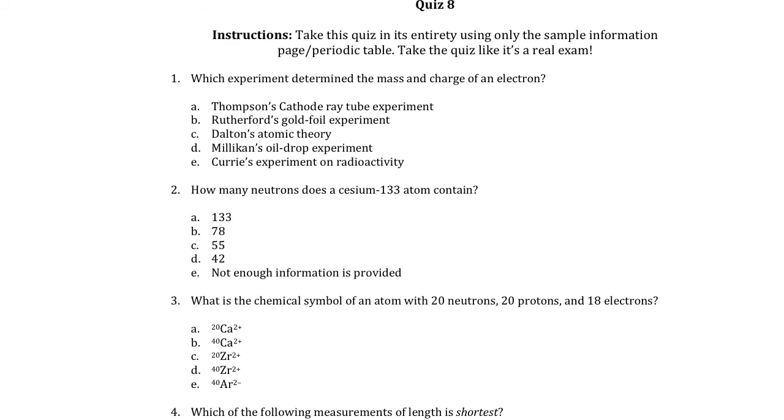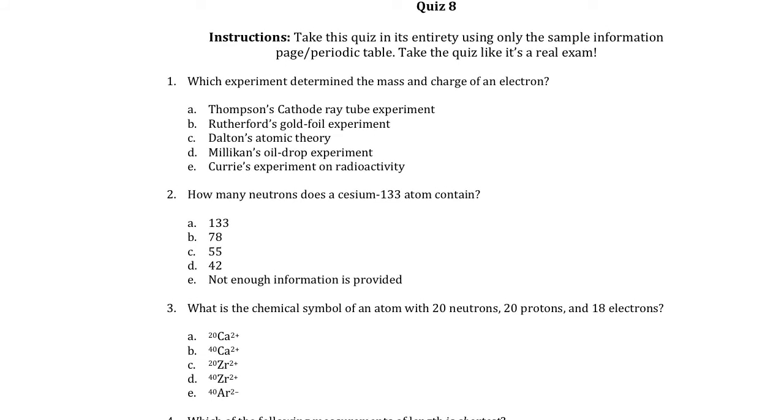Which experiment determined the mass and charge of the electron? Thomson's cathode ray tube experiment discovered the electron. Gold foil experiment discovered the nucleus. Dalton's atomic theory just merely proposed the atomic nature of matter. The radioactivity experiments explained the different radioactive pathways for radioactive decay. And Millikan's oil drop experiment furnished the mass and the charge of the electron.